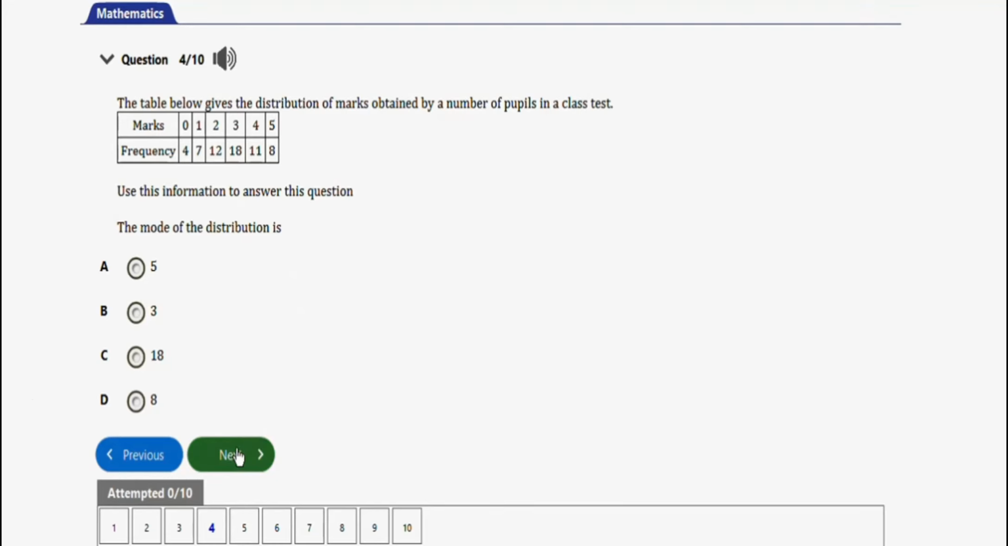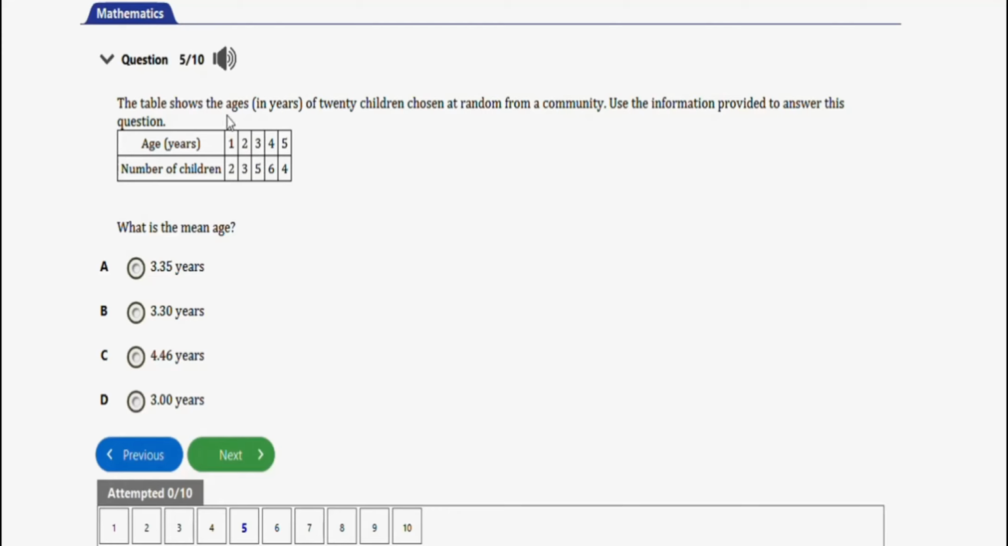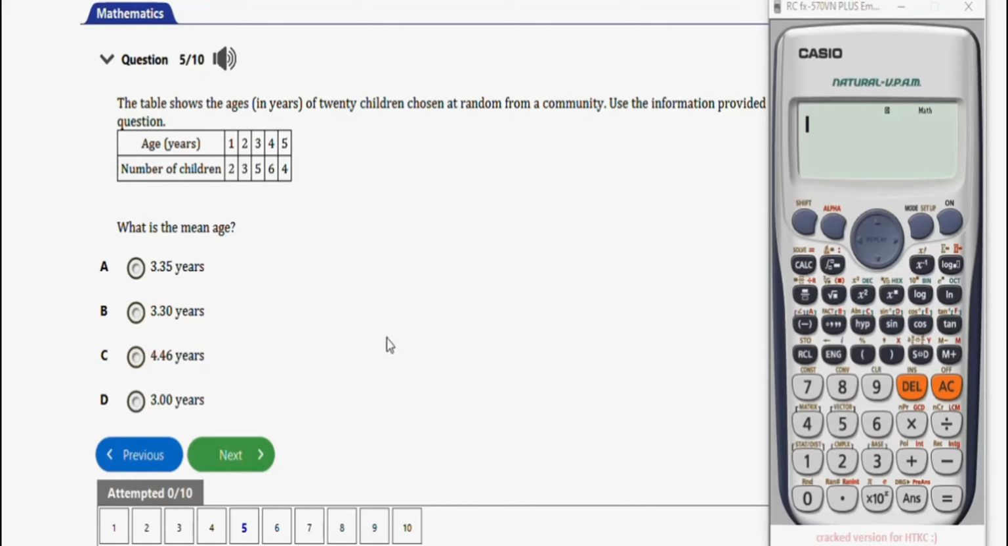The next question will be this one. It says the table shows the ages in years of 20 children chosen at random from a community. Use the information provided to answer this question. What is the mean age? So let's solve this, guys, with the calculator. We're going to use statistics mode on the calculator to solve this problem under mean. The very first thing to do is to put it in default mode. Press shift, button 9 for the instructions, press 3, press equal to, and press equal to again.